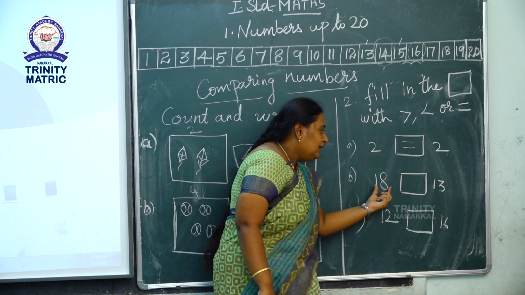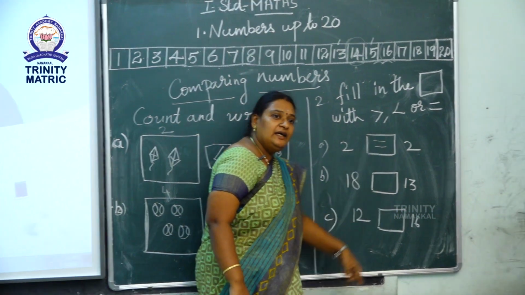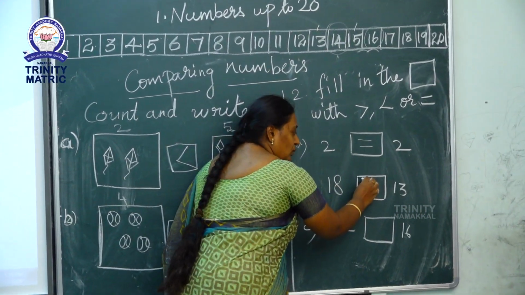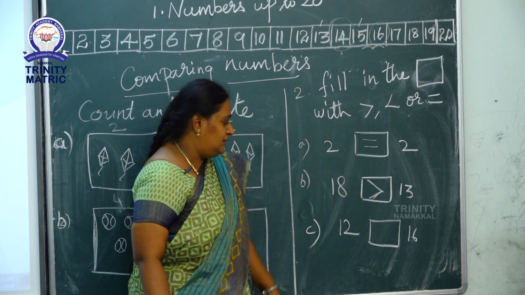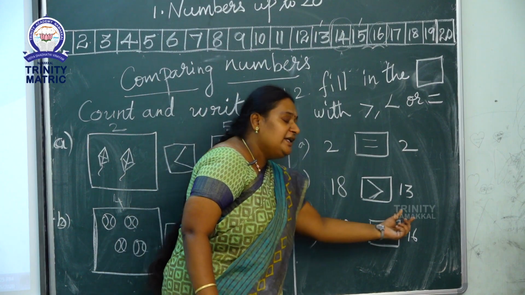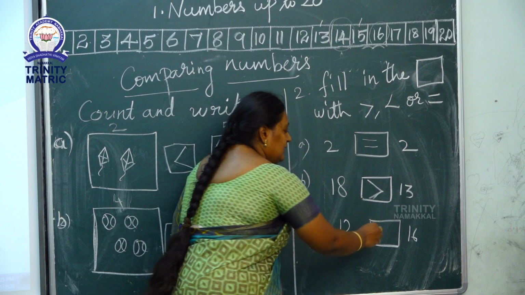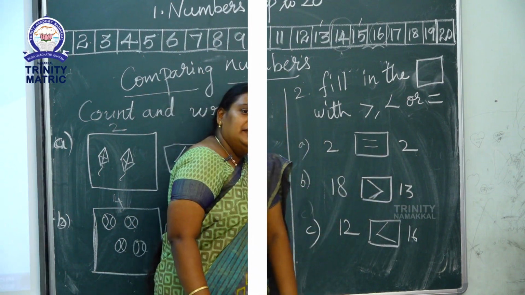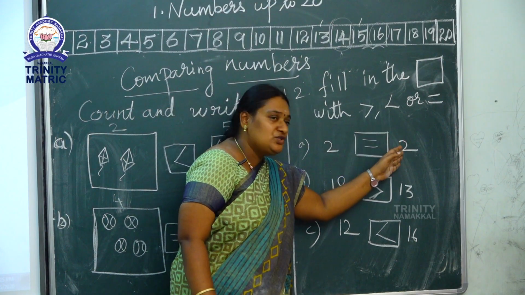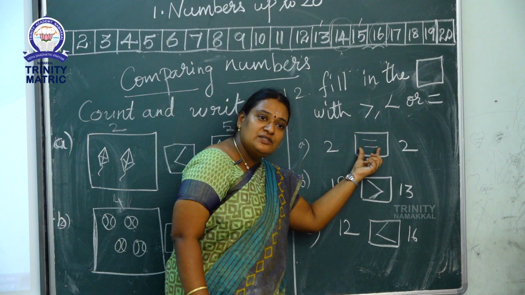Next, here 18, there 13. So which one is greater? 18. So the symbol should be open towards 18. Next, here 12, here 16. So which one is bigger? 16. So 12 is less than 16. Here 2 and that side also 2. So both sides are equal. You have to put equal to sign.